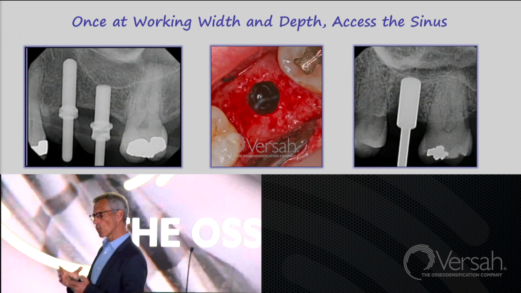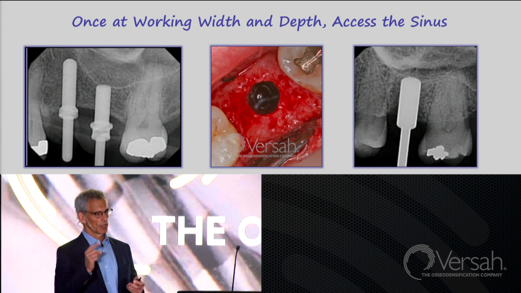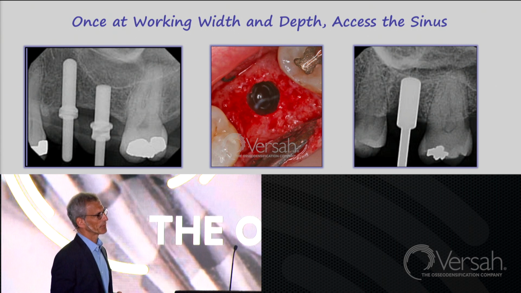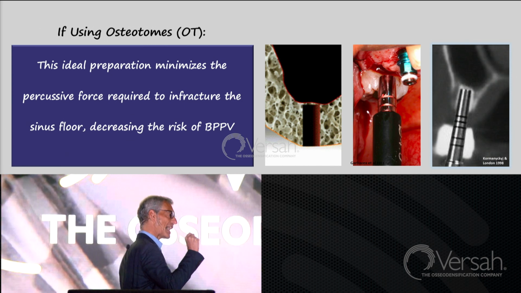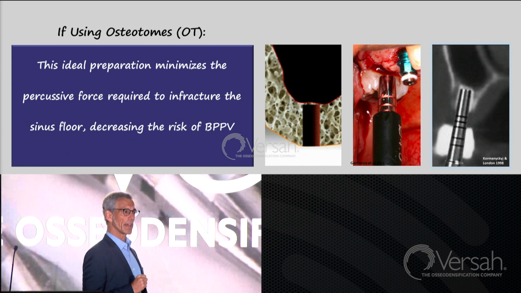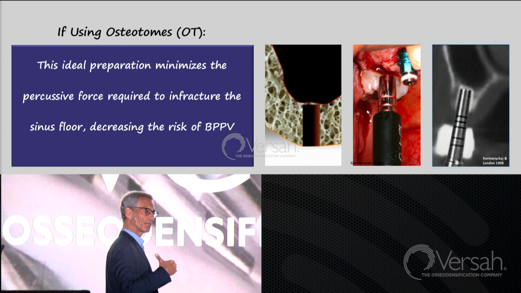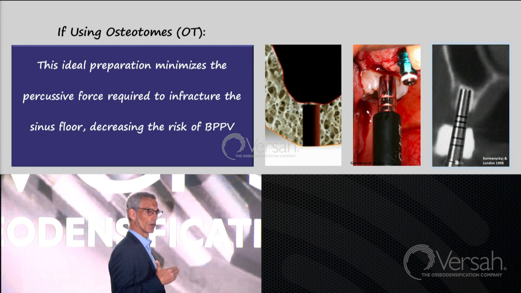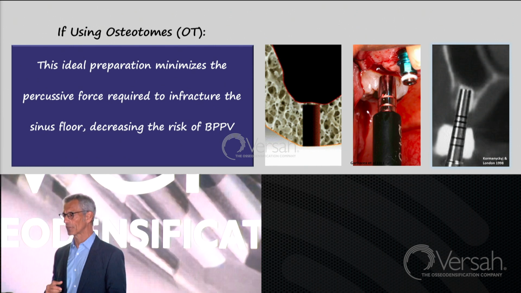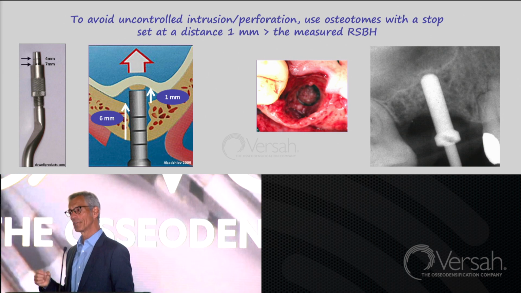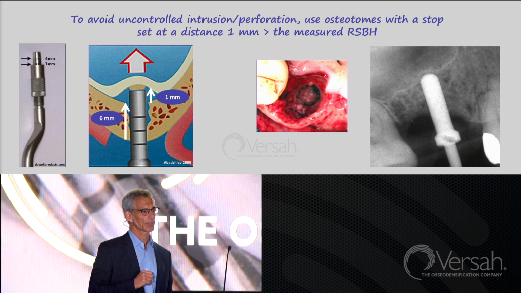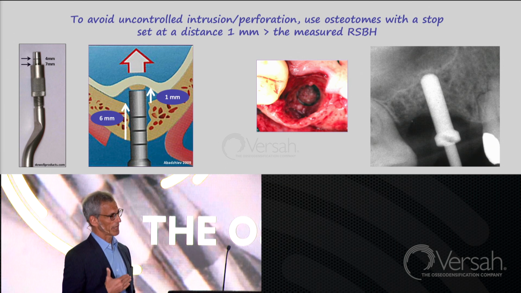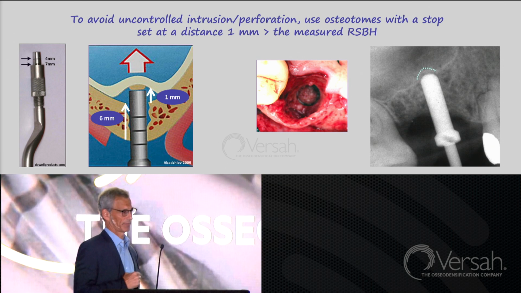And once you're at your working width and depth, you're going to access the sinus. And if you're using osteotomes, having this ideal depth and width will minimize the percussive force to infracture the floor, reducing the risk for vertigo. If you are using osteotomes, use them with adjustable stops set at 1 millimeter greater than your subantral bone height.